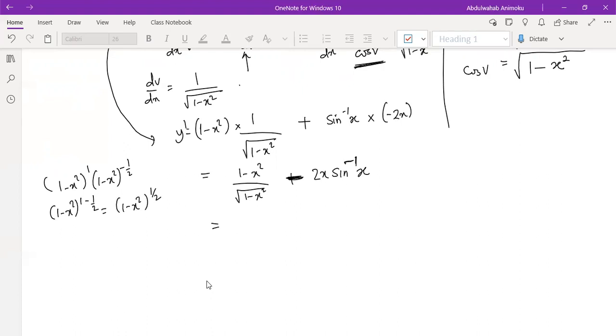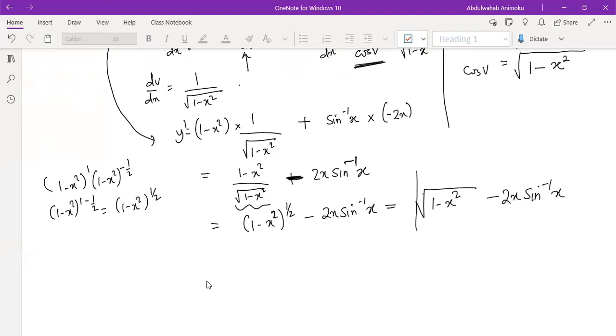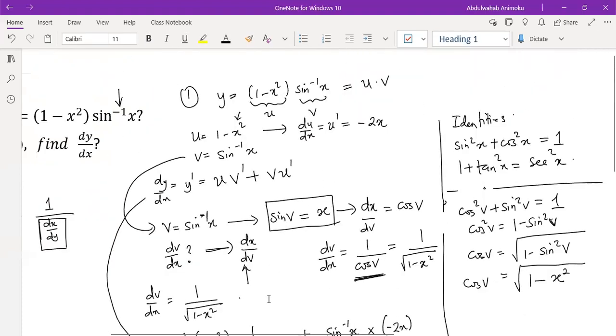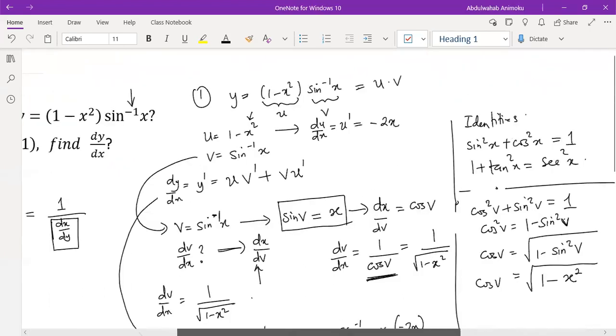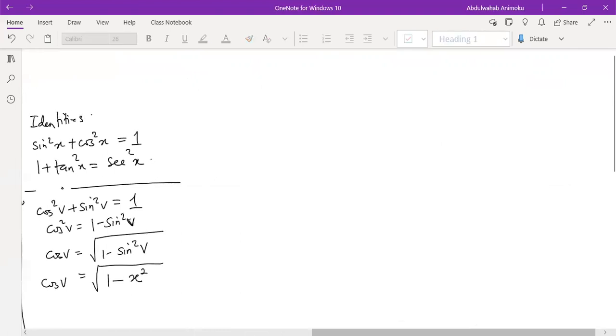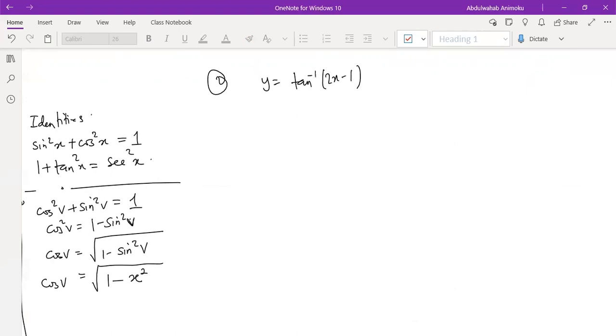Okay, so you can basically write this term as what? 1 minus x squared raised to power 1 over 2 minus 2x sine inverse of x. And this can finally go as what? 1 minus x squared minus 2x sine inverse of x. So this gives us the final answer to that problem. Okay, now let's look at the second one, which is tan inverse of 2x minus 1. Okay, so let's move here. So the second problem is y equal to tan inverse of 2x minus 1.